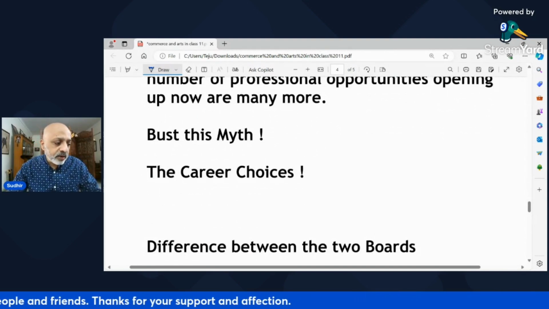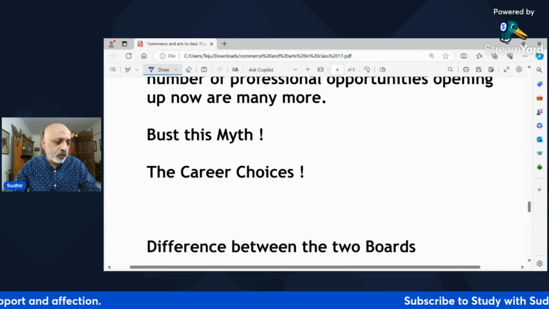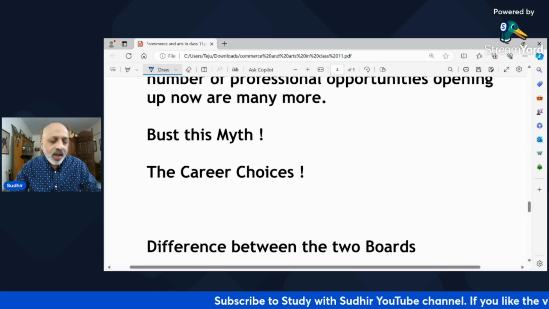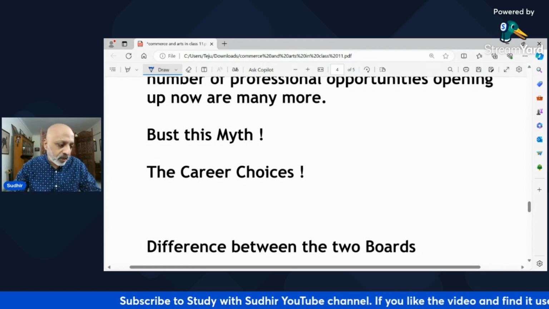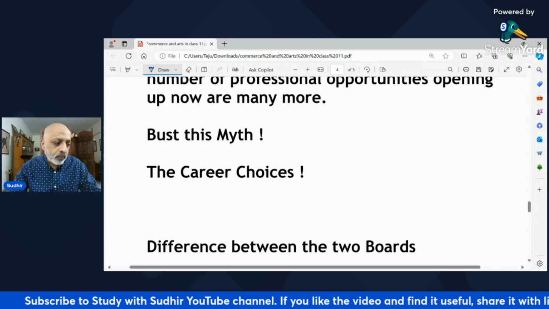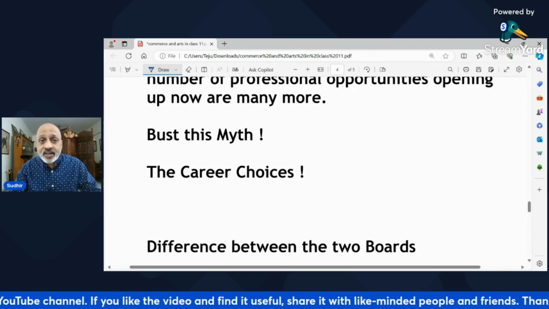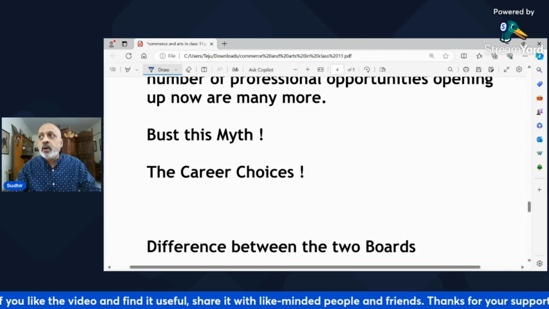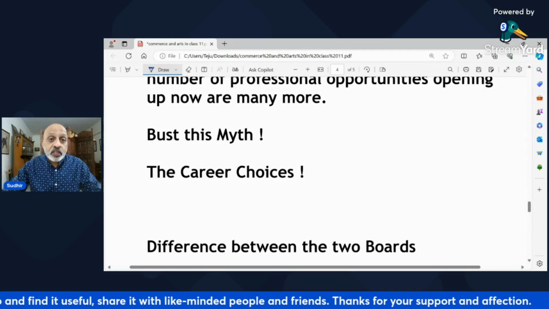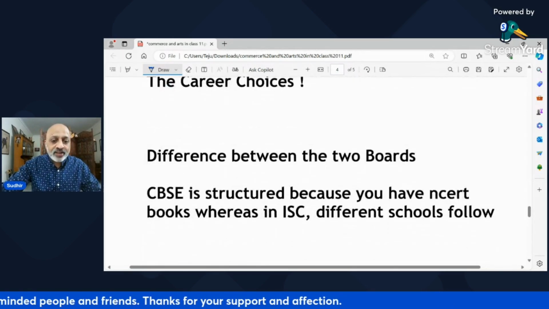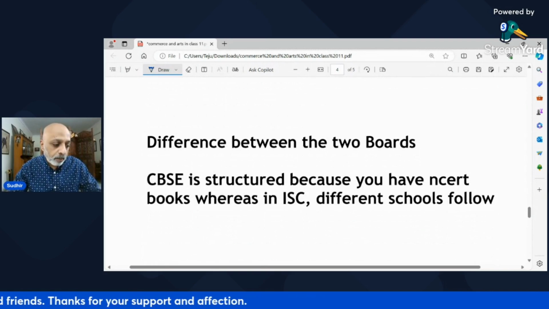Okay, then, which board helps you better? Frankly, both ISC and CBSE are pretty good. Very little to choose between the two, except that the quality of English would be slightly better in ISC, and that will help you with the soft skills to a large extent. Like for instance, if you want to pursue writing skills in advertising, in copywriting, in journalism, the language, the expression, the communication skills obviously help you that much more. So that is something which you need to bear in mind.